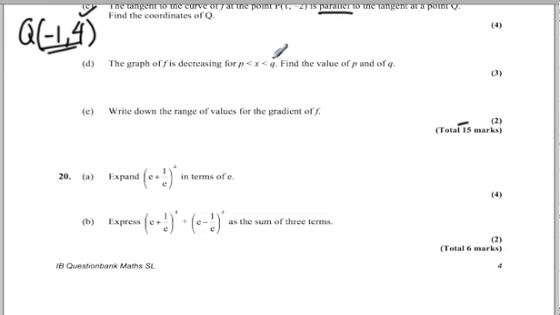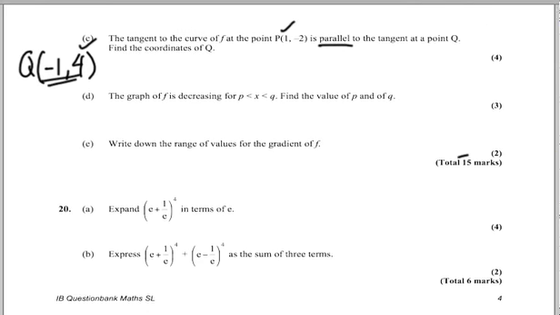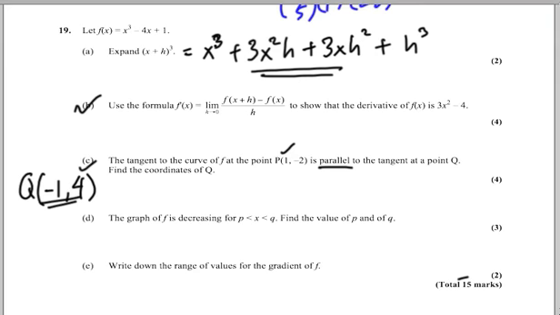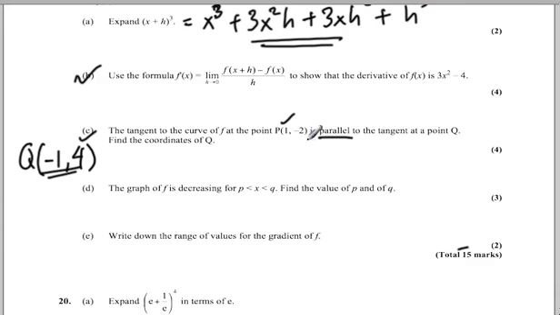The graph of f is decreasing for p between p and q. Find the value of p and q. Okay, so if a function is decreasing, what it means is its slope is negative. That's what it means, because there's no other way of having a function that way.